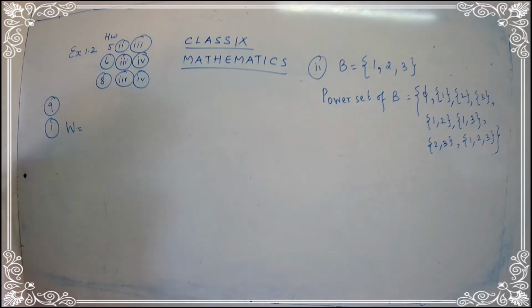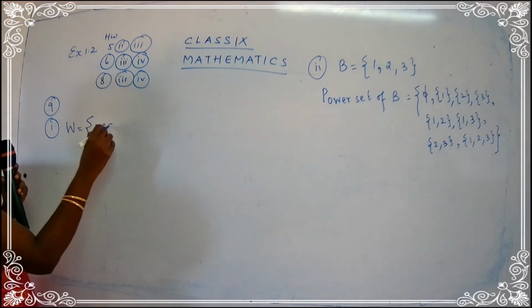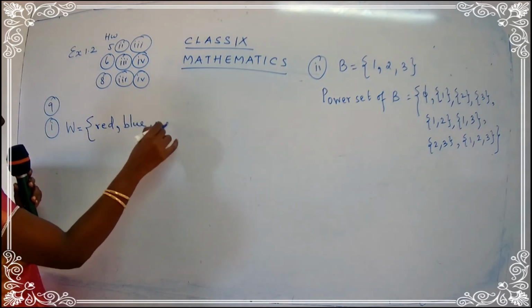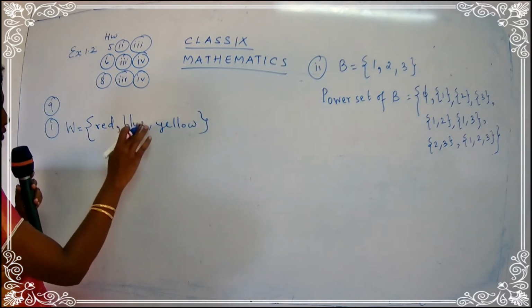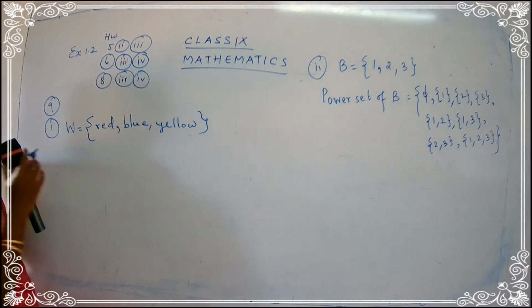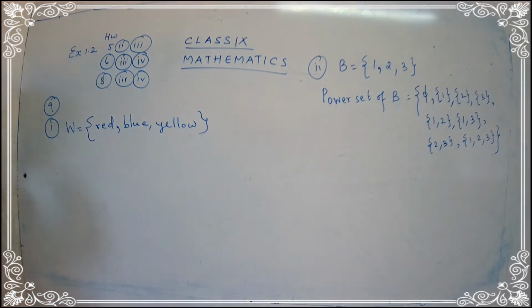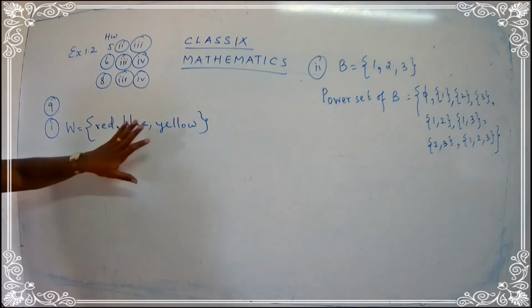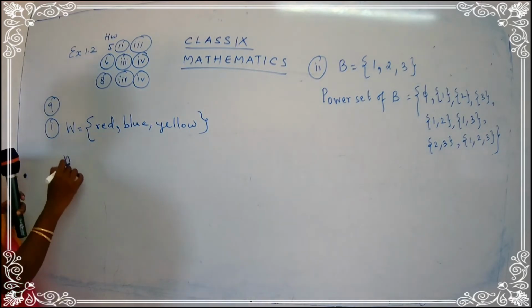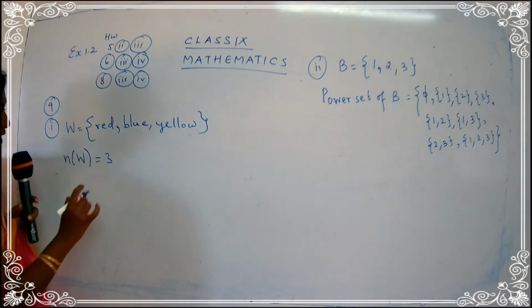W is equal to red, blue, yellow. Okay, children, what are the members of W? Red, blue, yellow. First of all, I am going to write the total number of elements present here. That is, we are going to write the cardinal number of the set. You know the meaning of cardinal number? Yes, you have to write down the number of elements. How many elements are here? 1, 2, 3. So you say here, n of W is equal to 3.